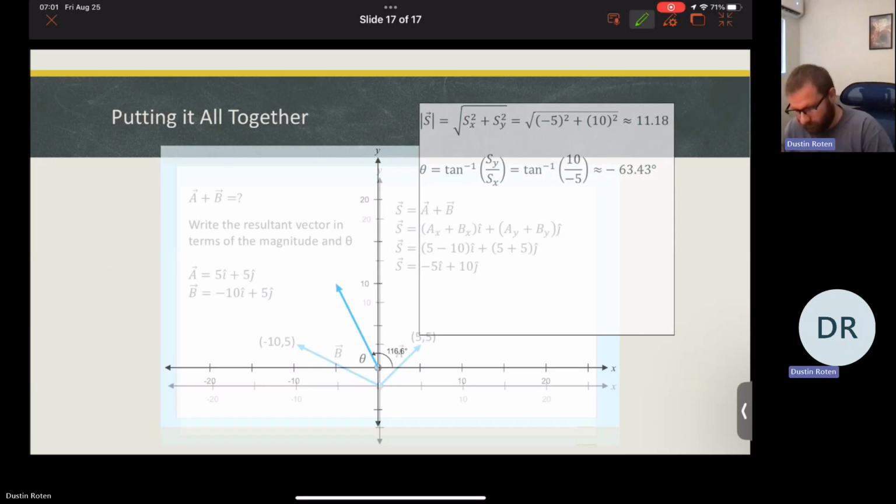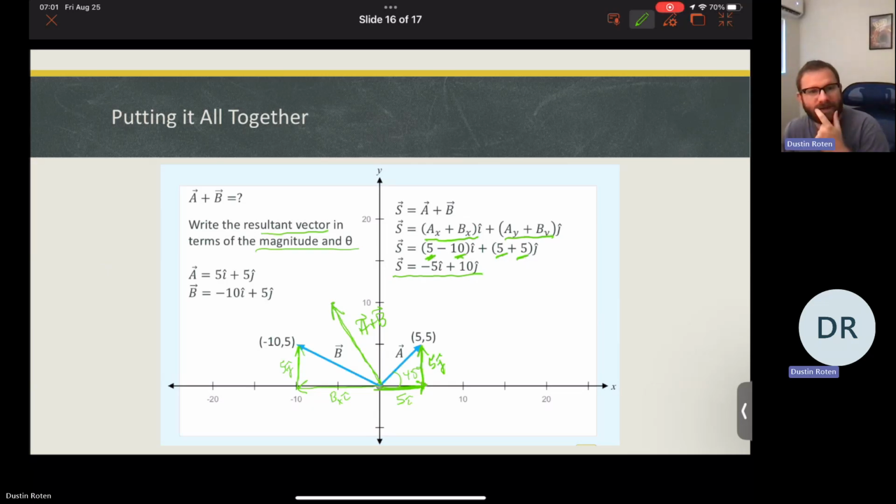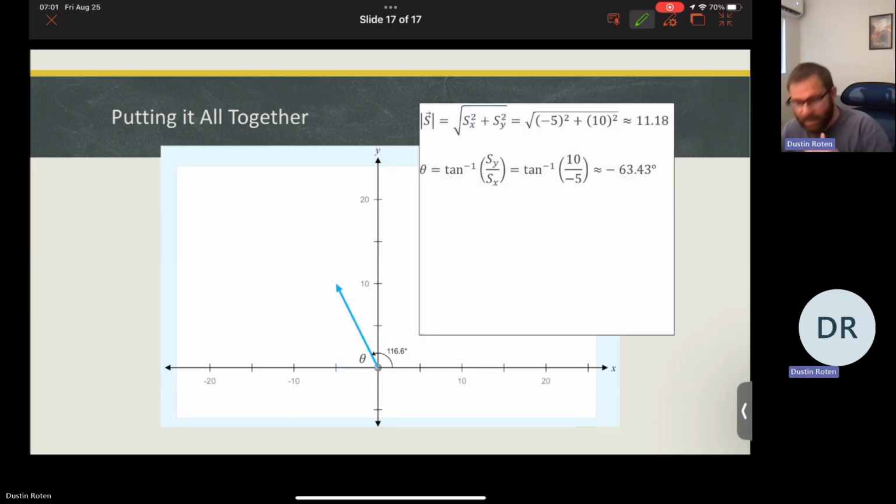But now remember, in this situation, we don't want to report this negative 5, 10. That's how our original vectors were reported, but that's not what we want. What we want is the magnitude of this vector. Okay, so how long is it and what angle is it? Well, that's easy. If I want the magnitude, I just plug in my new pieces.